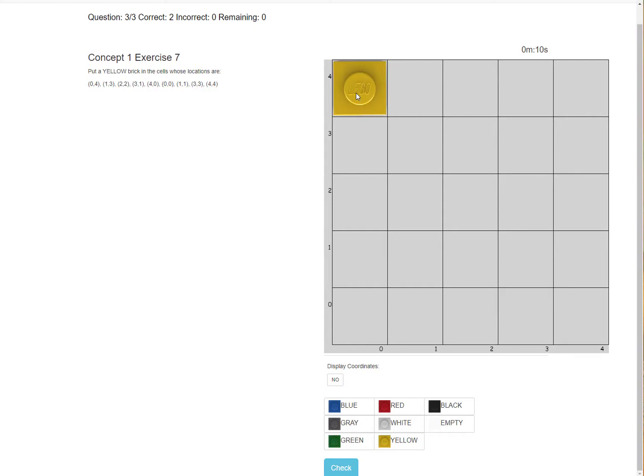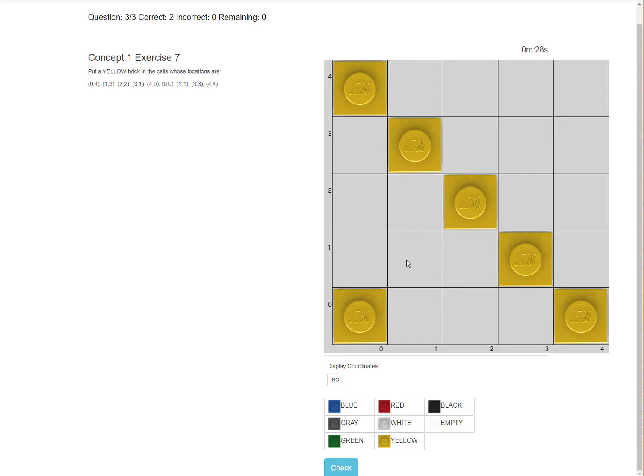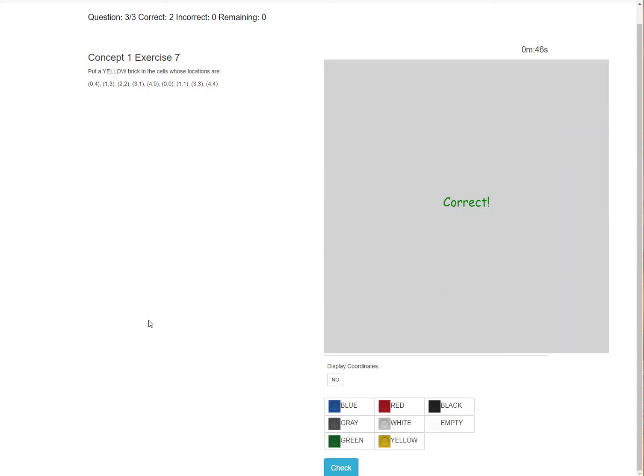4. It's up there. 1, 3, 2, 2. Oh, this looks like a diagonal. 3, 1, 4, 0. And then let's see, 0, 0, 1, 1. Well, this looks like it's going to be a cross, an X, right? 1, 1, and then 3, 3, and then 4, 4. I would like to point out, just because you think you recognize the pattern, I would still check to make sure that the cells are the right ones that you're filling in.